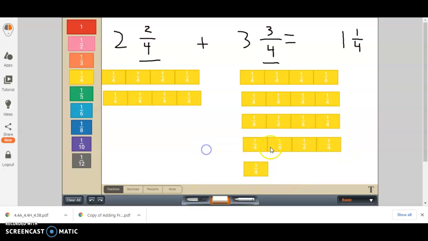So now that I've done that, okay, I have one new whole number, but I'm still not done because I have 2 wholes and 3 wholes. Well, 2 plus 3, well, we already learned that that's 5. Plus my extra 1 is 6. So I have 1, 2, 3, 4, 5, 6, and 1/4.